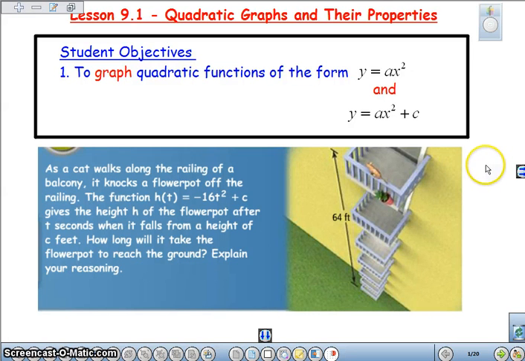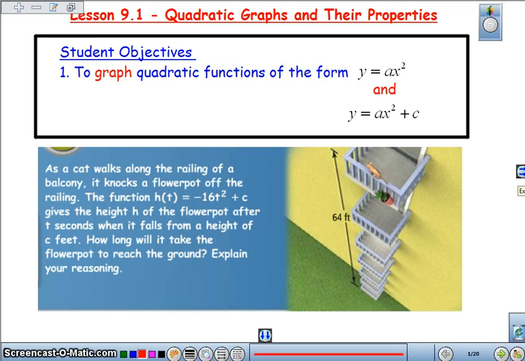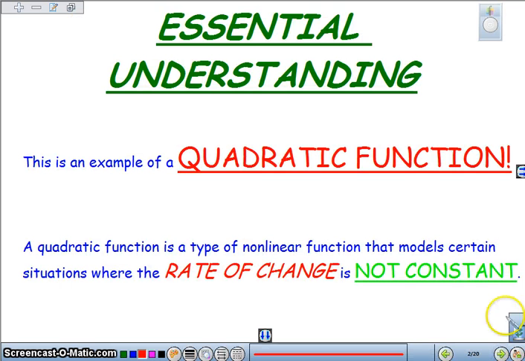In your lesson today, Lesson 9.1, Quadratic Graphs and Their Properties, the key thing that we are going to be taking a look at is how do you graph a quadratic of the form y equals ax squared and y equals ax squared plus c. So we looked at your graphing calculator activity on Wednesday. You can keep that until I return on Friday instead of handing that in.